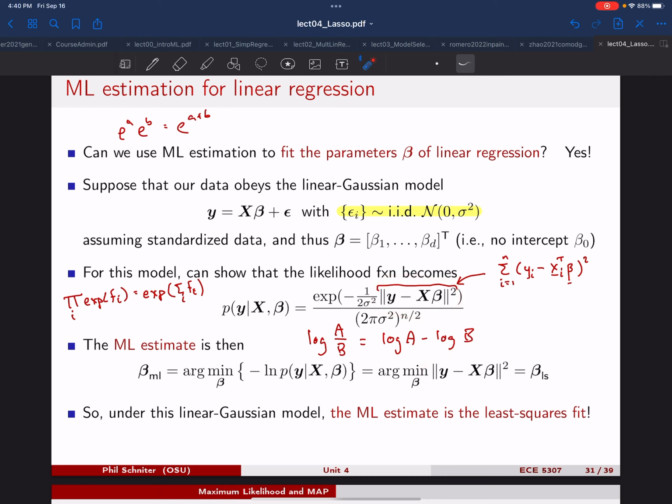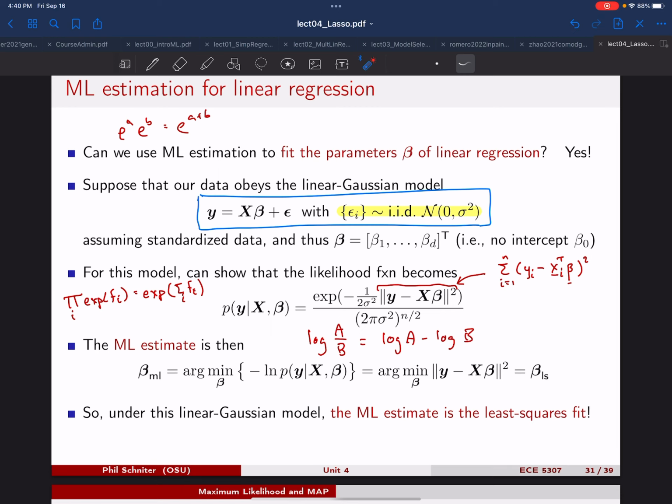So the point is, when you start with this model, if you make this assumption, you say my targets equal my noiseless features times my model parameters plus Gaussian noise, then you find out that maximum likelihood estimation is nothing more than least squares. And this becomes, in some sense, the justification for what we did back in units 1 and 2.